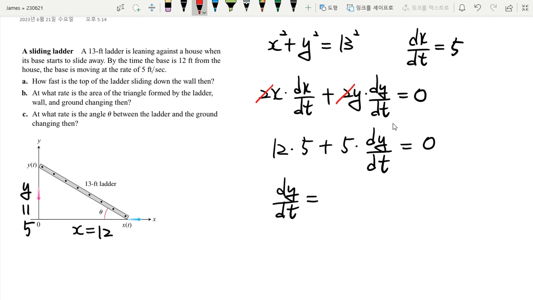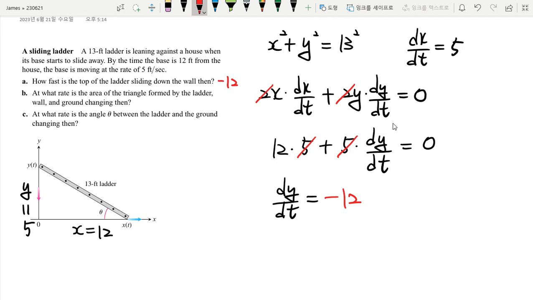You can cancel 5. So that means dy over dt is, when you move 12 to the right side, it becomes negative. So the top of the ladder is sliding down with the rate of 12 feet per sec. The sign is negative because it's going down. That's the answer for the first equation.